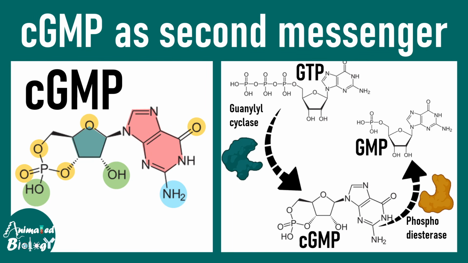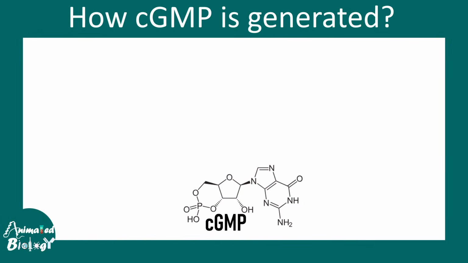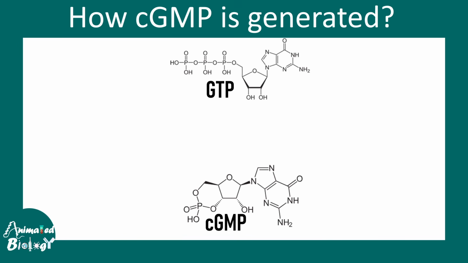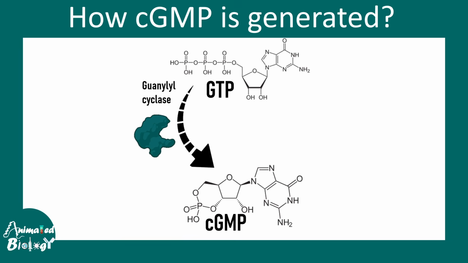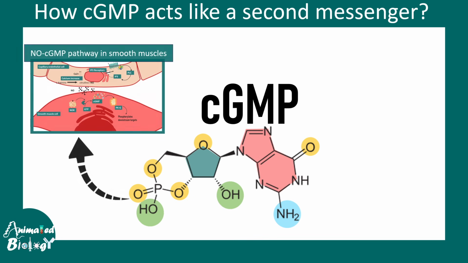Now enough of cyclic AMP, we are moving to cyclic GMP as a second messenger. Cyclic GMP is also an unusual molecule, right? But the question is how cyclic GMP is generated. Cyclic GMP is actually generated from GTP with the help of an enzyme known as guanylyl cyclase. See the resemblance with adenylyl cyclase? So the cyclase converts ATP or GTP into its cyclic form. Now cyclic GMP can also be broken down with the help of phosphodiesterase.